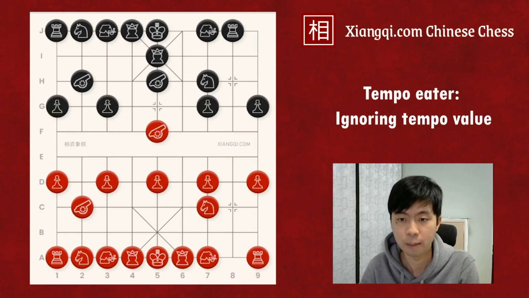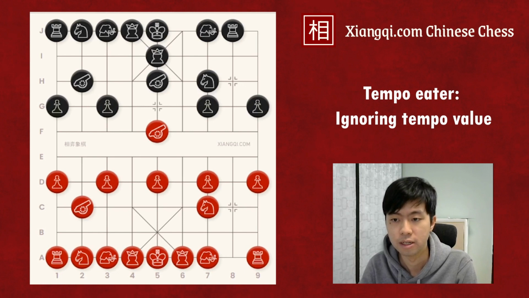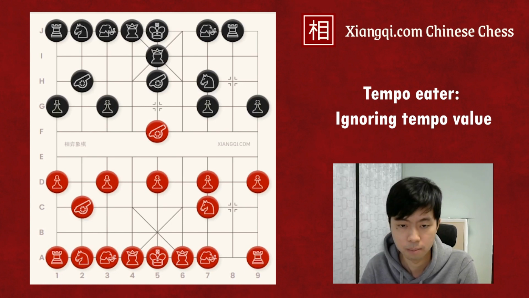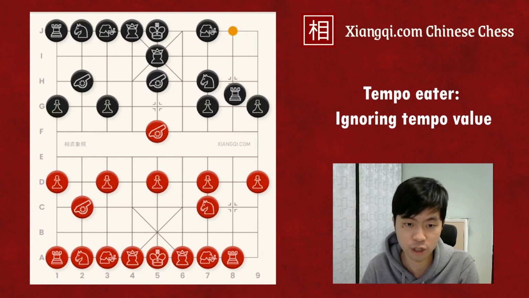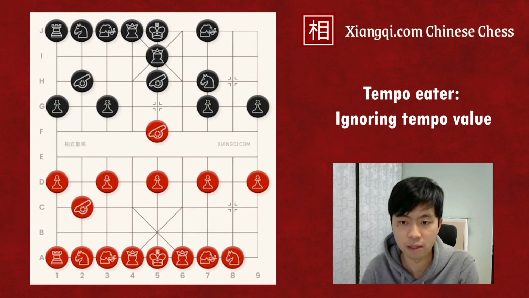Another classic tempo eater mistake is ignoring tempo value in an exchange. When chess players calculate an exchange in Xiangqi, they usually have the piece value in mind, but sometimes miss the tempo value. For example, some conservative players might invite a bottom rank to bottom rank exchange of two chariots, which seems fair in terms of piece value, but is actually bad for red.